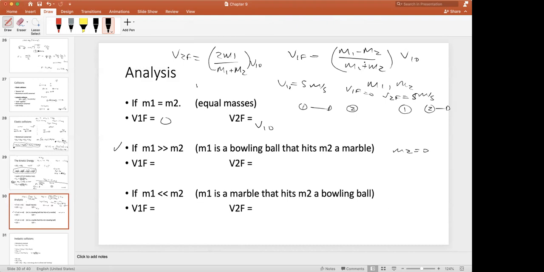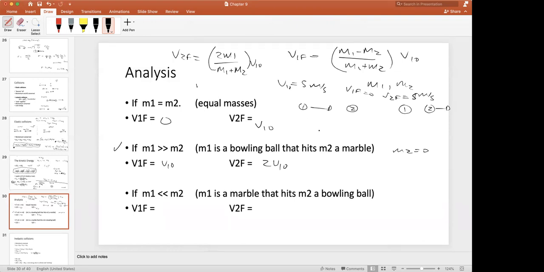And if M2 is 0, you see that we get M1 over M1, and V1 final is V1 initial. The bowling ball runs into the marble and keeps going without losing any speed or momentum. If M2 is essentially 0, then V2 final becomes 2 times V1 initial.